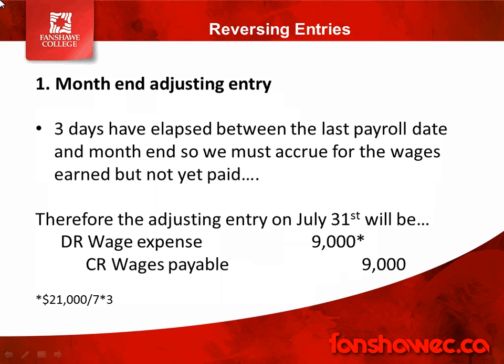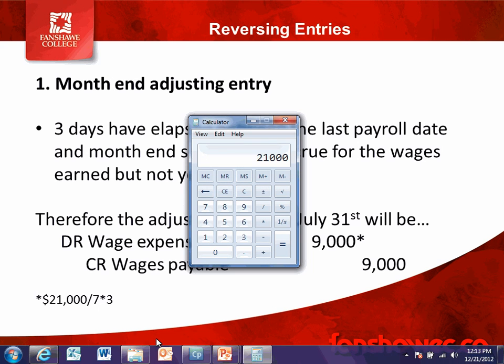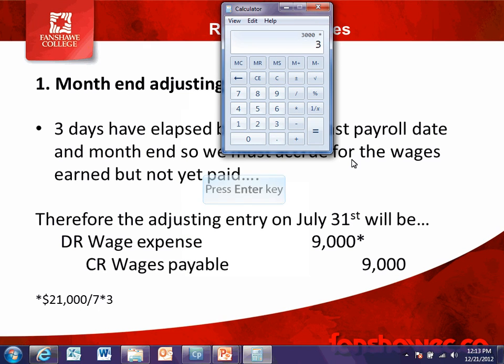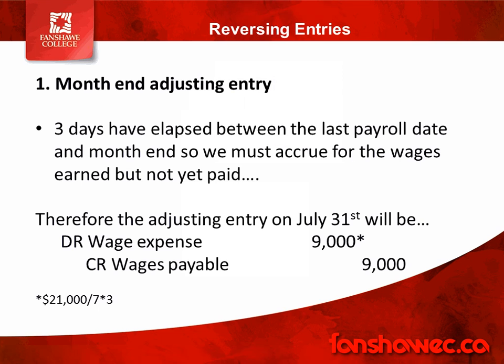So what happens then? At month end, 3 days have elapsed, like I mentioned. We said that staff generate $3,000 in wage expense per day. $21,000 divided by 7 days, and I can bring up that calculator again. 21,000 divided by 7 days. They generate a $3,000 expense per day. So if 3 days have elapsed, then we have a total of $9,000 that we need to accrue at month end. So the adjusting entry of July 31st, and this shouldn't be anything new, you should be used to this. We're going to debit wage expense for $9,000 and credit wages payable for $9,000.